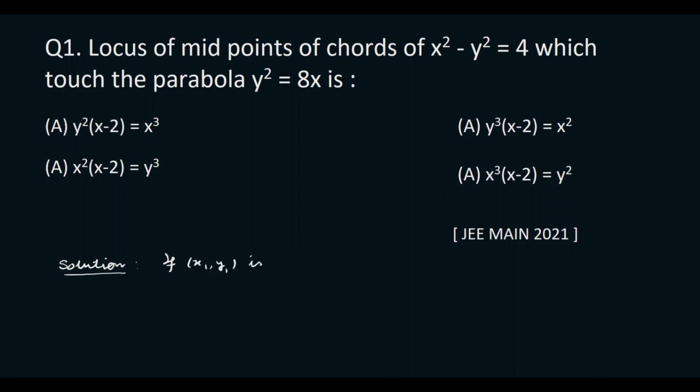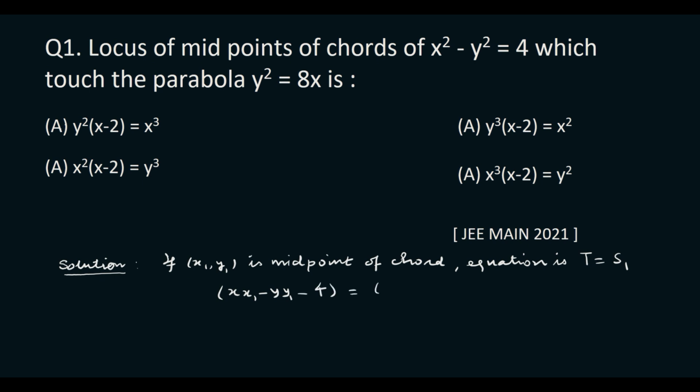We start by saying if (x1, y1) is the midpoint of a chord, then the equation is T equals S1. T equals S1 is the expression used for any second degree curve. Here you have to replace x square by xx1 and y square by yy1 in our case, and S1 is replacing x and y by x1 and y1. So these two are equated and then 4 is cancelled out. You get one equation which is the equation of a line, the chord in question. We mark it as equation 1.